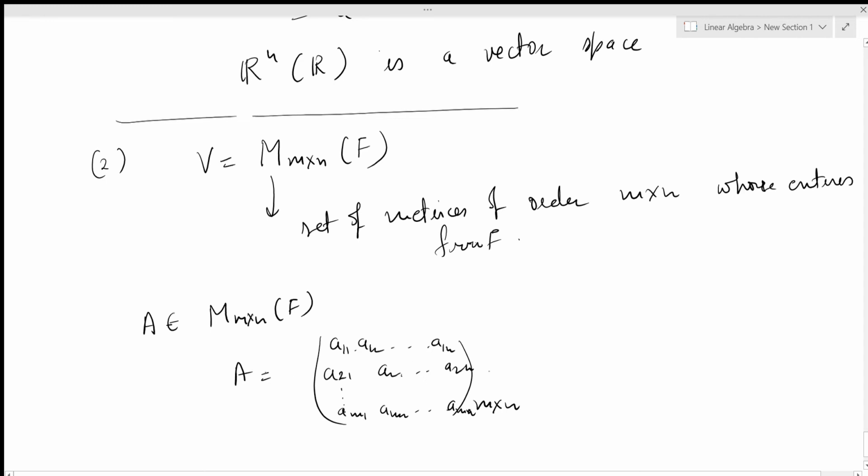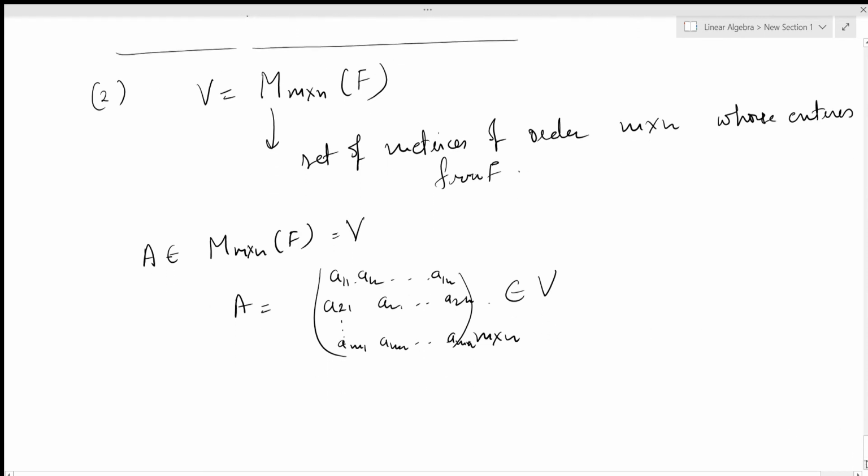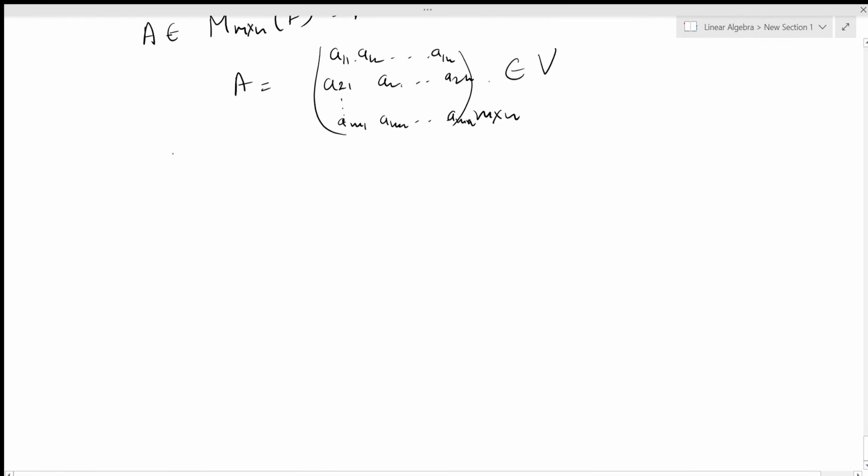So this A belongs to what? V. If this is your V, then A belongs to V. So what do we have to prove for a vector space? We have to prove all the 8 axioms. So one by one we can satisfy all. So if we take some B also from M m cross n over F, so these two elements belong to this, and if we add them for the closure property, then the matrix entries are added. So A plus B also belongs to V.